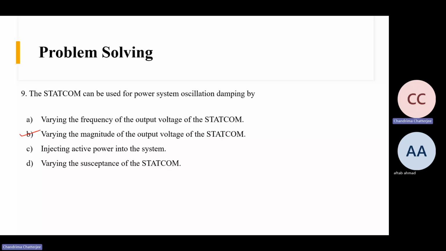Actually, in basic power system, if you see the frequency and the active power, they are correlated. So if your active power changes, the frequency changes, and the system voltage and the reactive power are correlated. If the voltage varies, Q varies. Okay, so this is a pair and this is a pair.